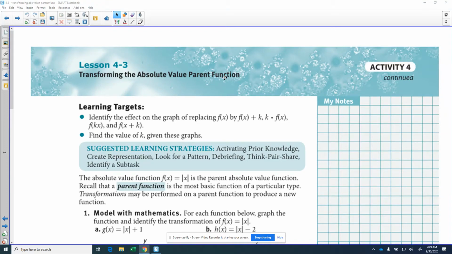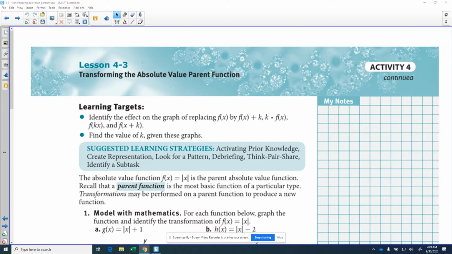In today's lesson, we're going to be talking about transforming the absolute value of a parent function. So really the goal today is going to be talking about transformations. Basically, we're going to take a basic equation, or what we call a parent function, and then we're going to add numbers to it, both on the outside and the inside. We're going to be adding, multiplying, dividing, all that stuff. We want to basically see how this changes a graph.